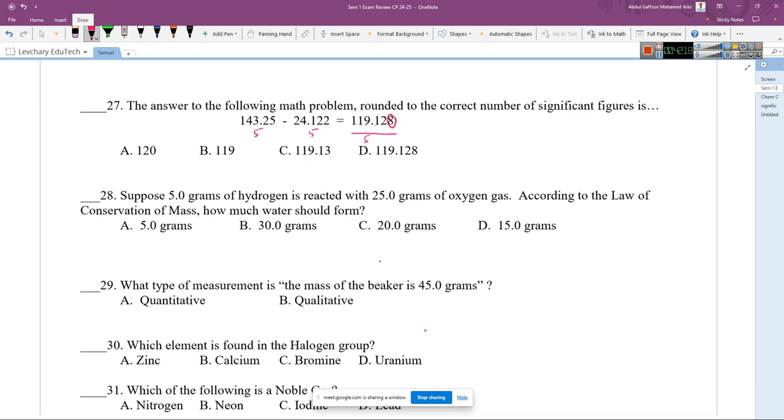So look at this one. So add 1 here. So 119.13. So the answer should be C. Okay. Yes, because we're rounding, we are changing the number. Why? Because the final answer should contain only 5 significant figures, but now we have 6 significant figures. So we have to look at the 6th significant figure, and if it is greater than 5, we have to add 1 to the previous digit. So 119.13. Okay, right.